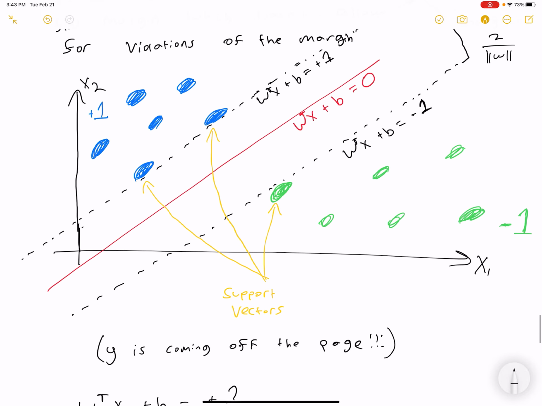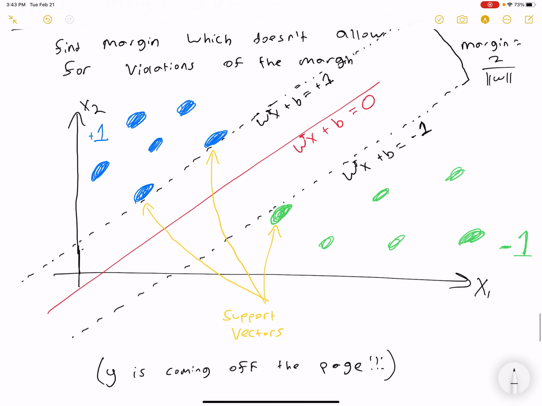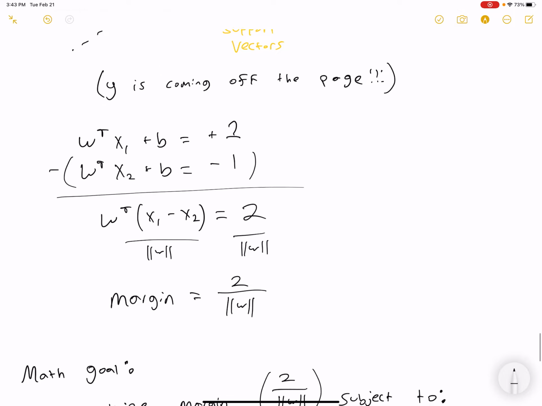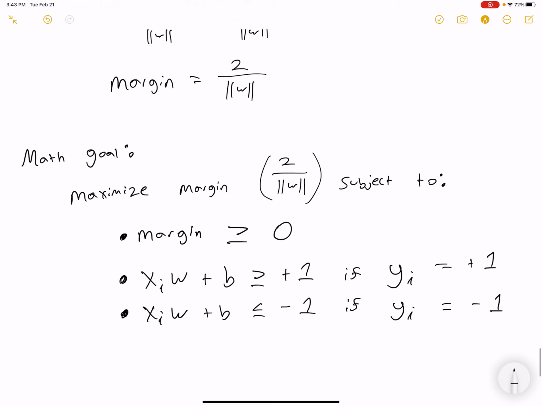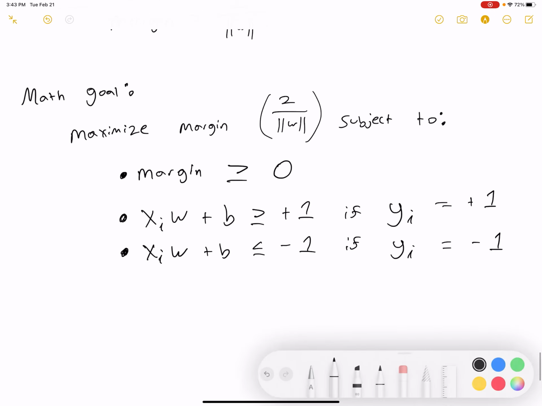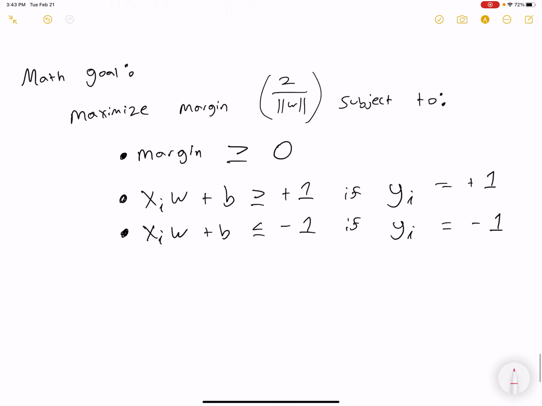So it's just kind of from this picture relatively intuitive. We're just putting it into an equation now. We're saying the margin has to be greater than 0, that our weights and bias have to be such that the value is greater than +1 if the true value is +1, and less than or equal to -1 if the true value is -1. And oftentimes you'll see this stated more concisely.